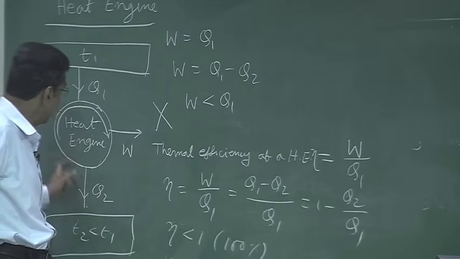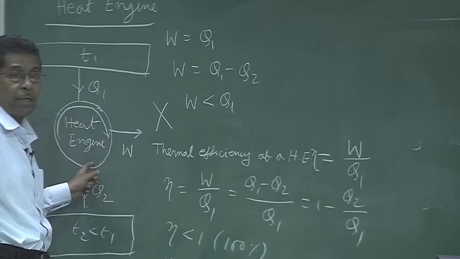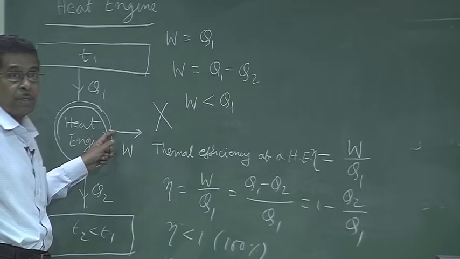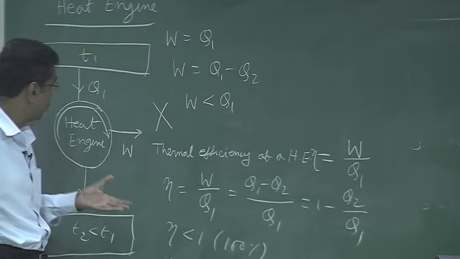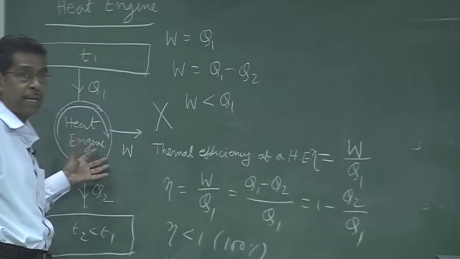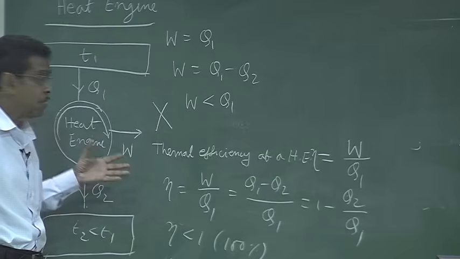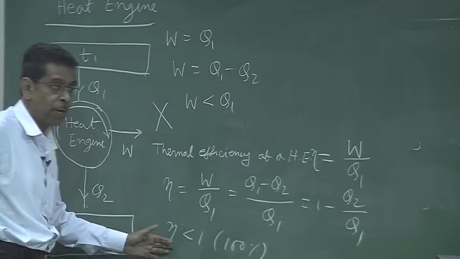That is, even if the heat engine is an ideal one and consists of all ideal processes, that means reversible processes, which I will come to afterwards, even in the most ideal case, in the absence of all dissipative effects and everything, then also this cannot achieve 100% efficiency.